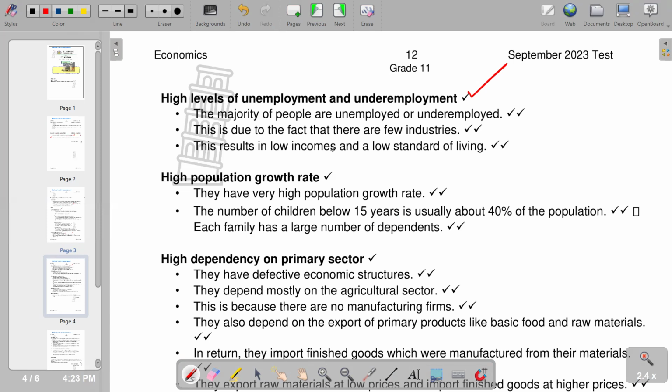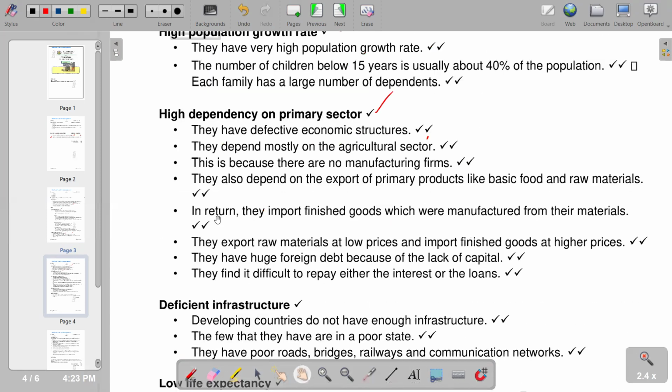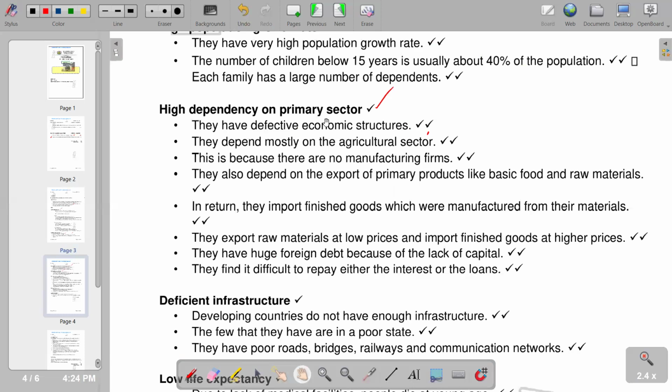Then we have another characteristic: high dependence on the primary sector. They depend mostly on the agricultural sector. This is because there are no manufacturing players. Manufacturing has lower activity due to a lack of funding in developing countries. So basically, that's what we have on this one. We have further points explaining high dependence on the primary sector.